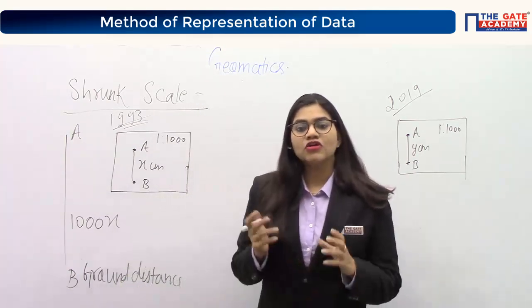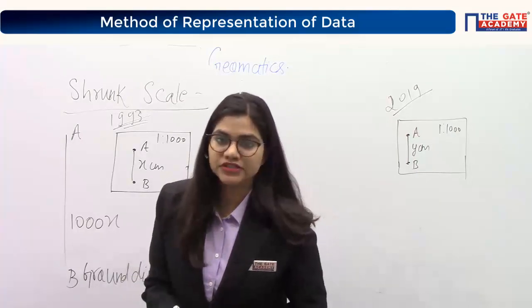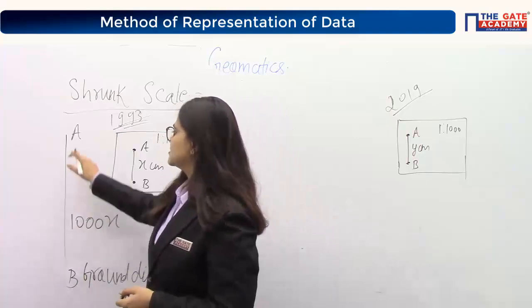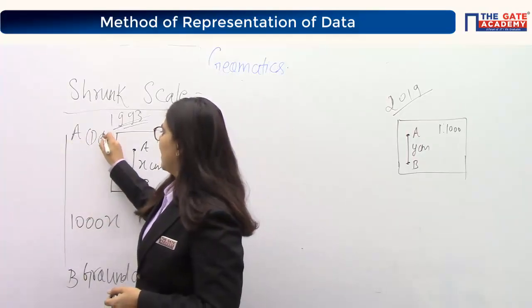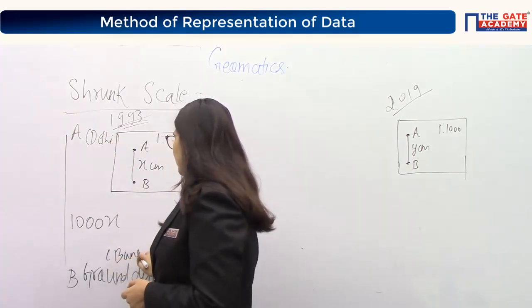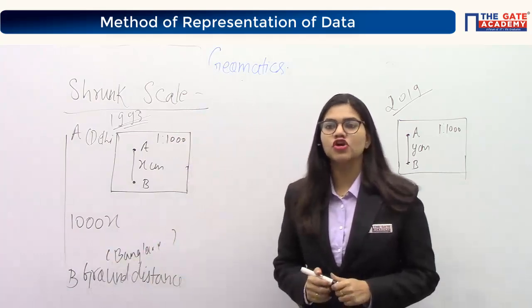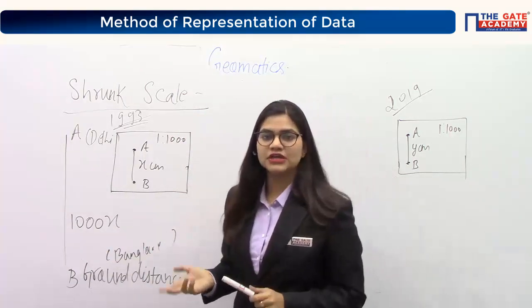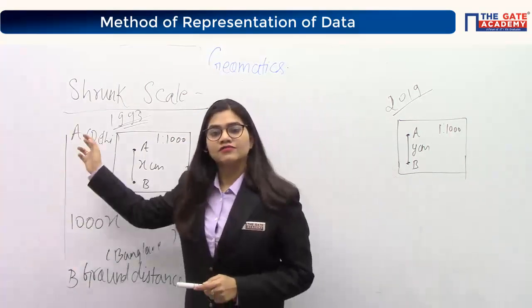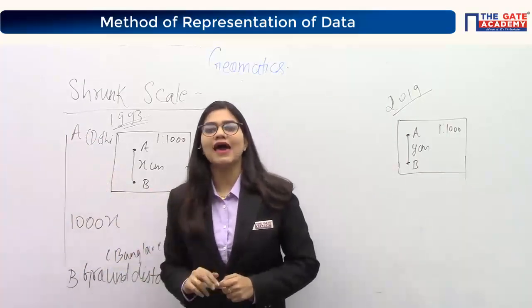Wrong. Your ground distance cannot be changed, right? If I'm saying the distance between Delhi and Bangalore is 1000 kilometer, can it change? No, it cannot be changed. It will be the same as the previous one. But the representing value is different.